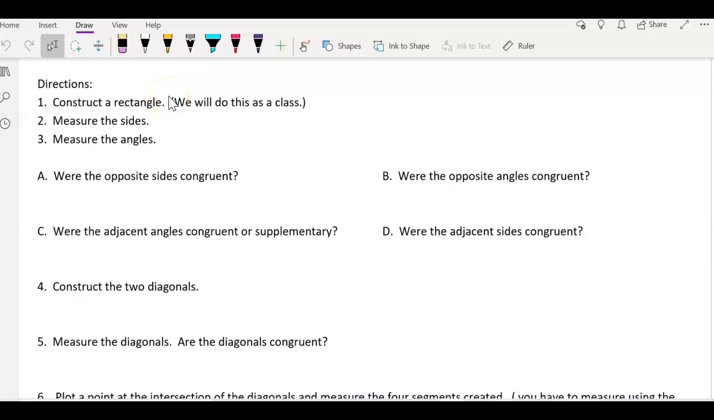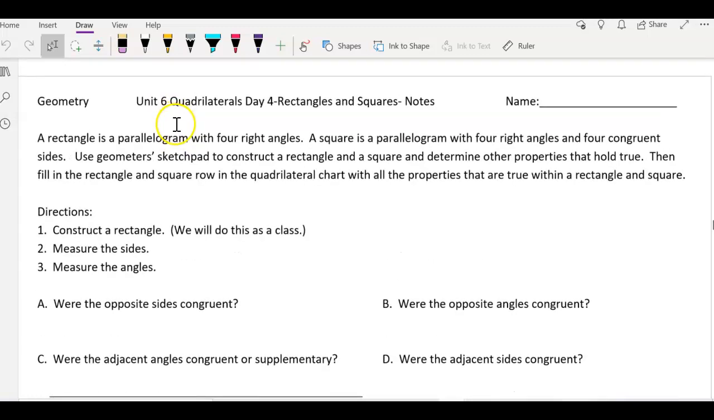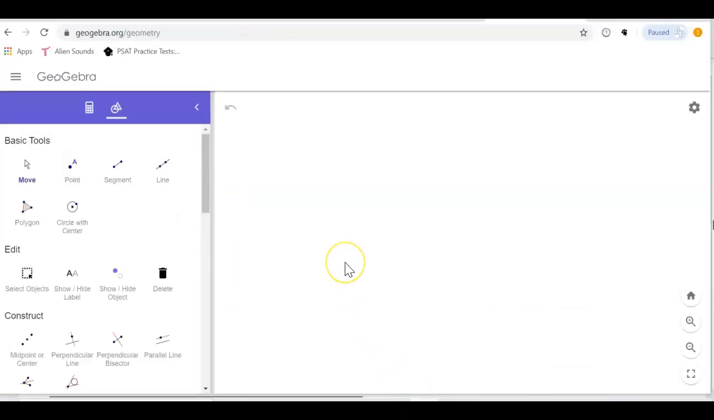So the next one we're going to do is a rectangle and a square. And remember, a rectangle is a parallelogram with four right angles. And a square is a parallelogram or rectangle with four right angles and four congruent sides. Now, we will construct a rectangle, but then we'll logically go through the process of creating the square.